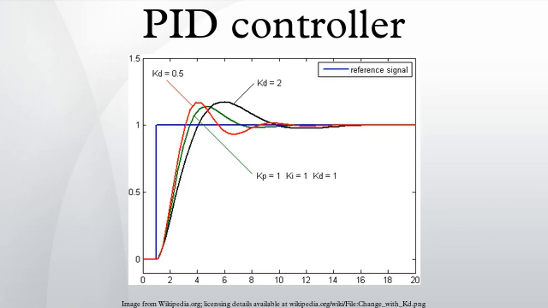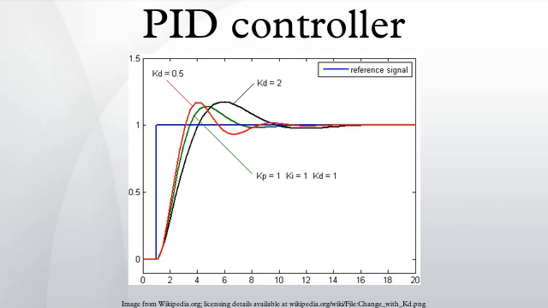Integral term. The contribution from the integral term is proportional to both the magnitude of the error and the duration of the error. The integral in a PID controller is the sum of the instantaneous error over time and gives the accumulated offset that should have been corrected previously. The accumulated error is then multiplied by the integral gain and added to the controller output.